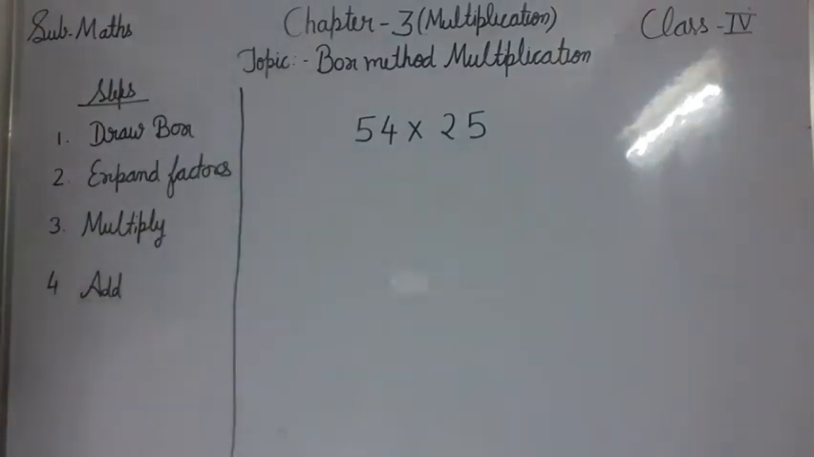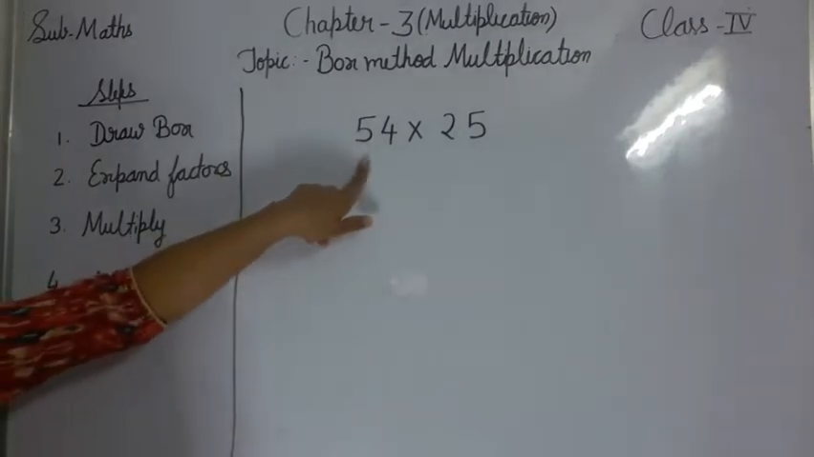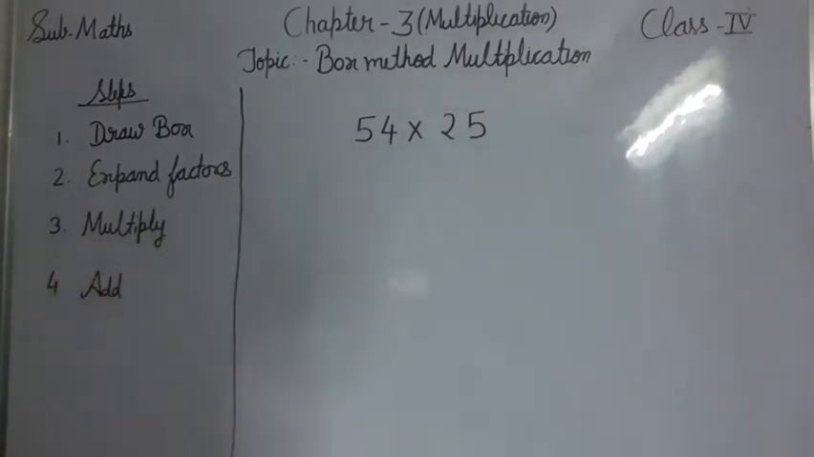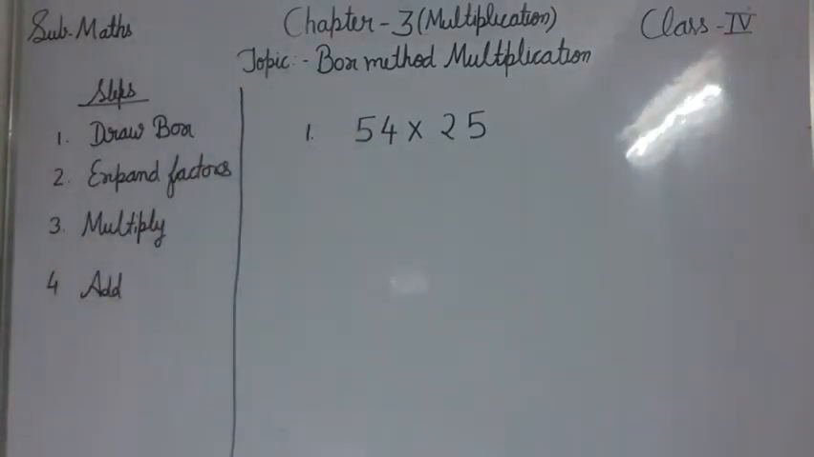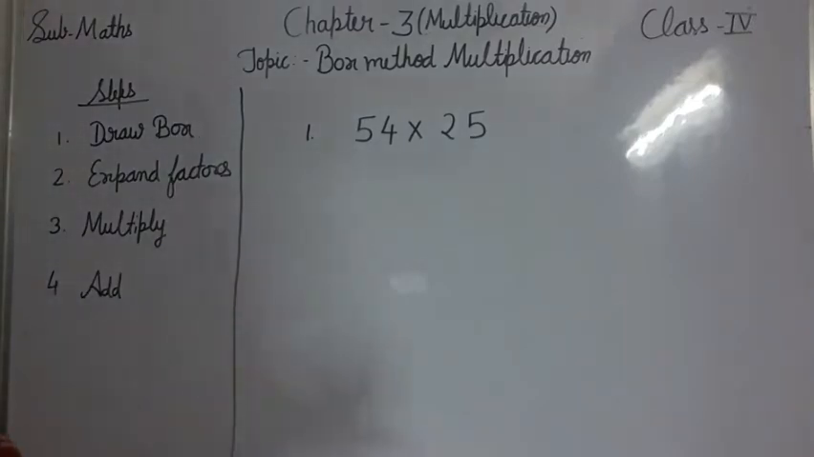So I am doing the problem from your book. Okay, let's try from the course book. This is problem number 1 I am doing here using the box method. What is the first step? First we need to draw the box. Now how big should the box be, how many columns and rows should there be?